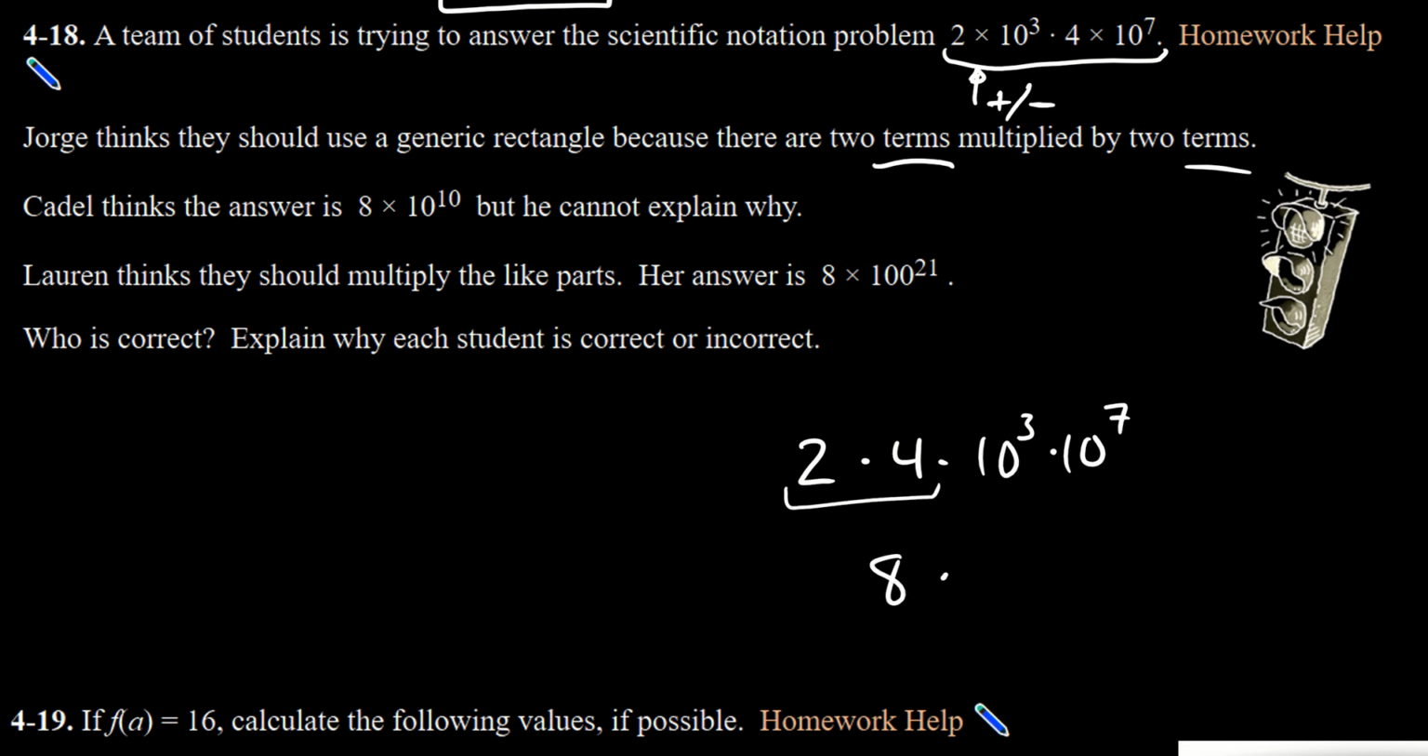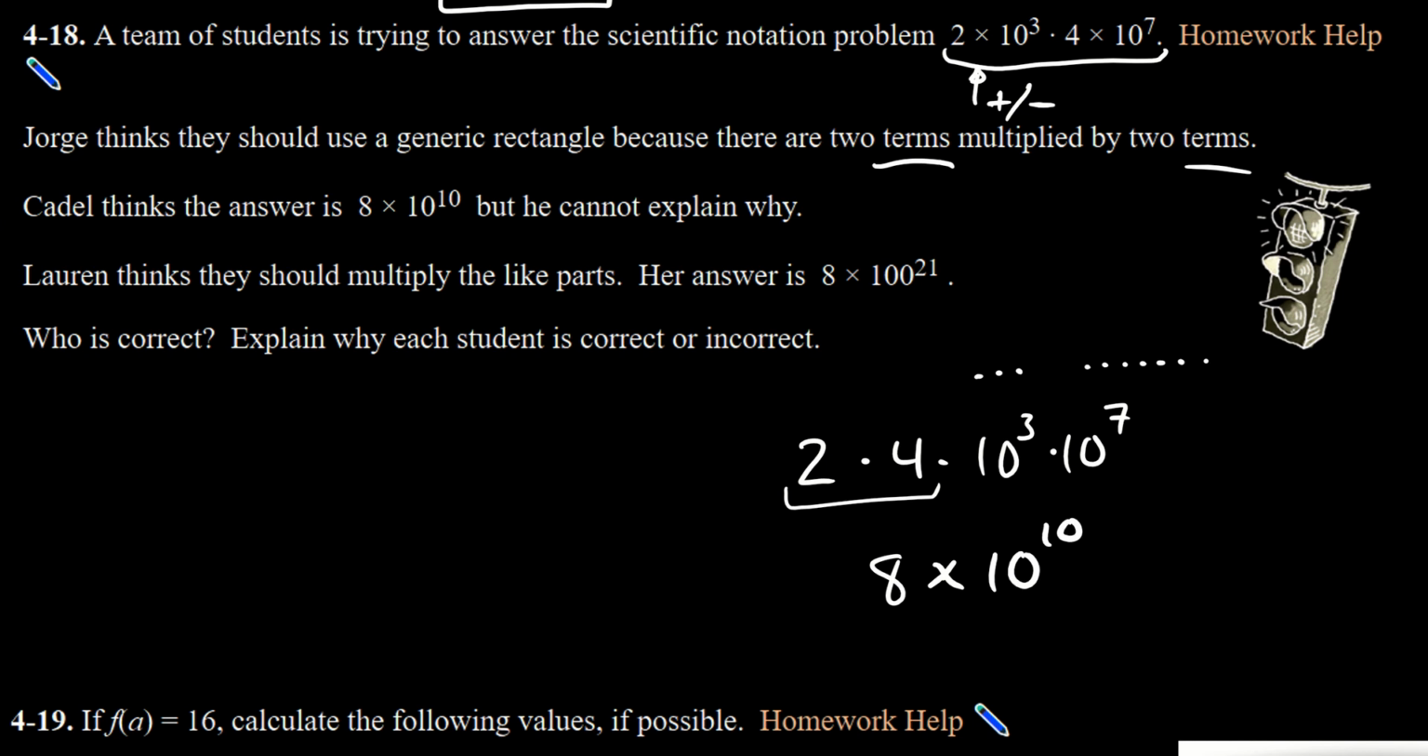And 10 to the third times 10 to the 7th, right? This is literally 3 factors of 10 times 1, 2, 3, 4, 5, 6, 7 more factors of 10. That's 10 factors of 10, right? So the answer is 8 times 10 to the 10th power. So who's right? Cadell. And he can't explain why.